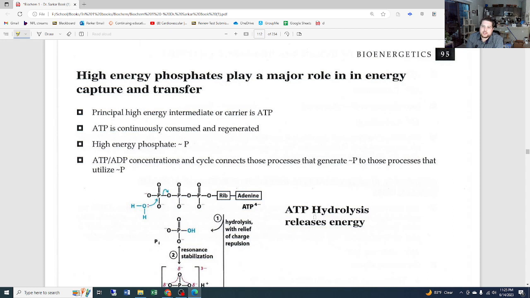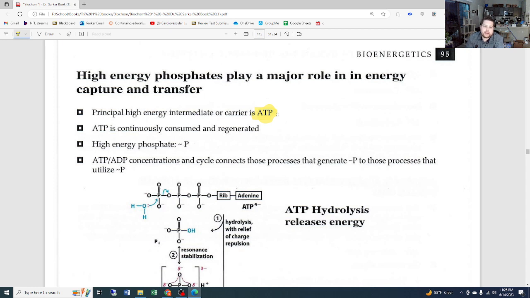High energy phosphates play a major role in energy capture and transfer. High energy phosphates are ATP, okay? ATP is the principal high energy intermediate or carrier. A lot of this chapter is set up for the future, okay? We're going to talk a lot about ATP in the future. ATP is continuously consumed and regenerated.